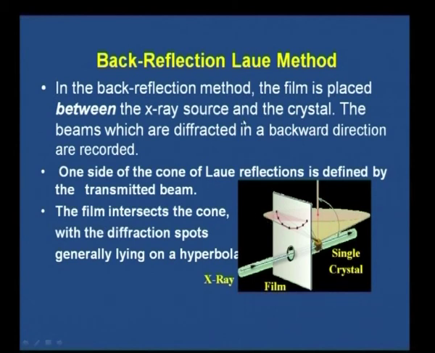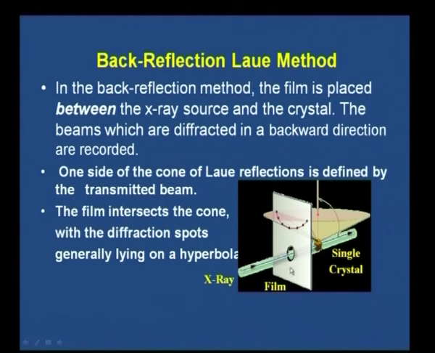So, in this back reflection method, the film is placed between the X-ray source and the crystal, right. The X-ray beam comes here and is incident on the crystal, and the back reflected beam is incident on the film, and the spots that you get are shown here. They obey Bragg's law. One side of the cone of Laue reflection is defined by the transmitted beam. I will come to the transmitted beam later. The film intersects the cone, right, with the diffraction spots generally lying on a hyperbola.